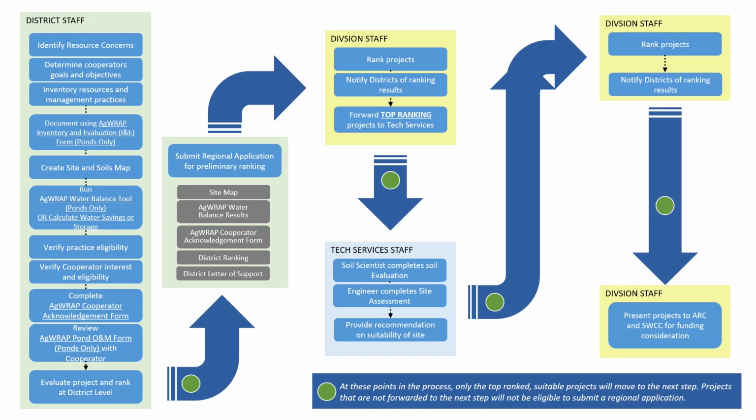The application will receive a final ranking score based on the feasibility of the project as determined by the technical services staff. Sites that have significant constraints that will negatively impact installation and increase the cost of the project will rank lower than those sites that have few or no constraints. The division will then present the projects to the AgWRAP Review Committee and then on to the Commission for funding approval. This concludes the presentation.